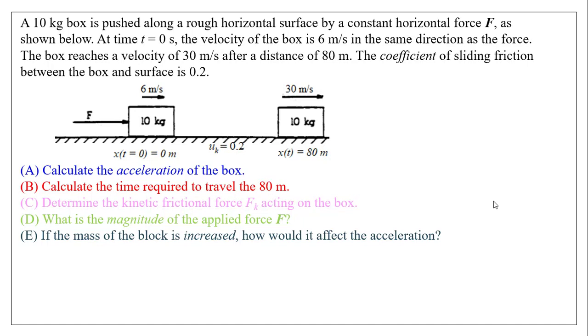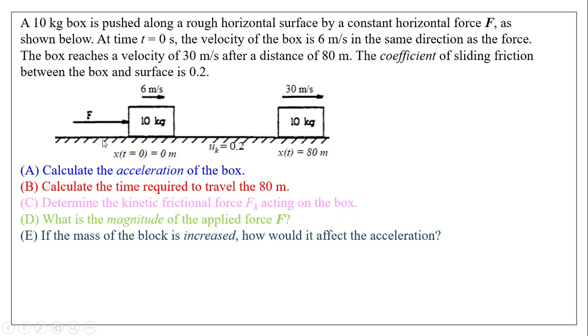Alright, so in this particular video we have a 10 kilogram box that's pushed along a rough horizontal surface by a constant horizontal force F. As shown below, at time t equals 0, the velocity of the box is 6 meters per second in the same direction as the force. And it says the box reaches a velocity of 30 meters per second after a distance of 80 meters. The coefficient of sliding friction between the box and the surface is 0.2.